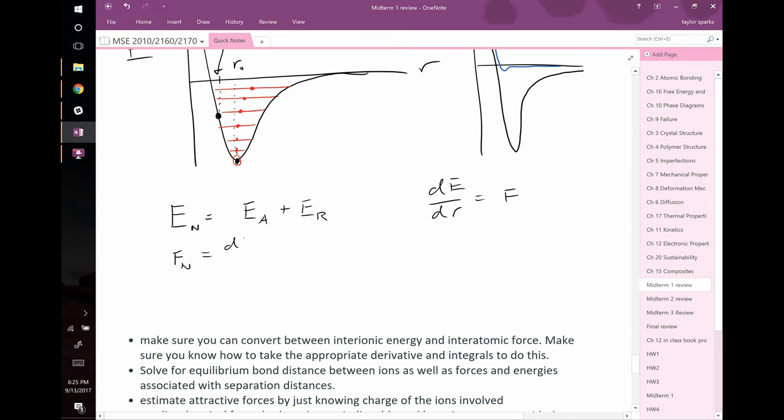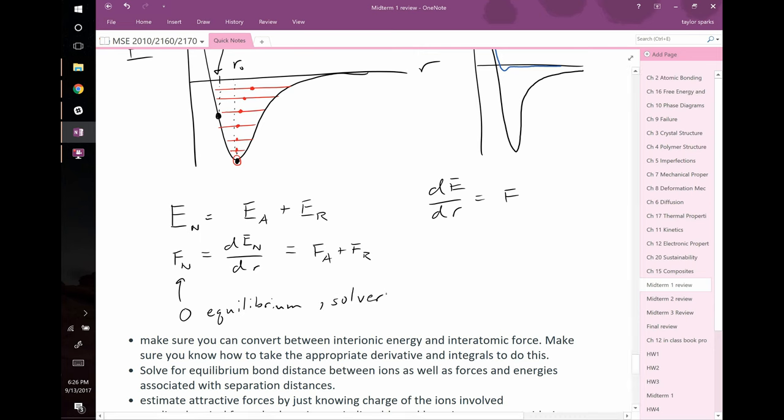This is going to be equal to dEn/dr, right? You agree? And this basically has FA plus FR. It's going to have two terms as well. When the net force is equal to zero, that's equilibrium. And that makes sense, right? If you've got two pieces of chalk and they have an attractive force between one another, then they're not in equilibrium, they're going to move together. And if they have a repulsive force, they're going to move away. But when the attractive force and the repulsive force are equal to one another, it's in equilibrium. So when F net equals zero, that's when you can solve for R naught.